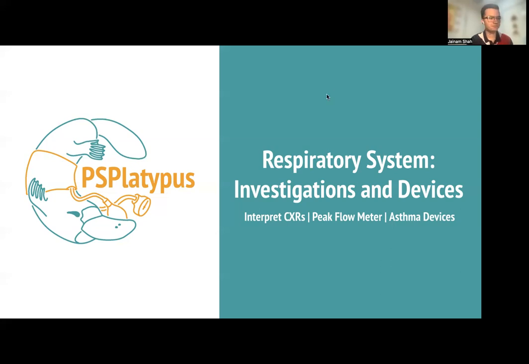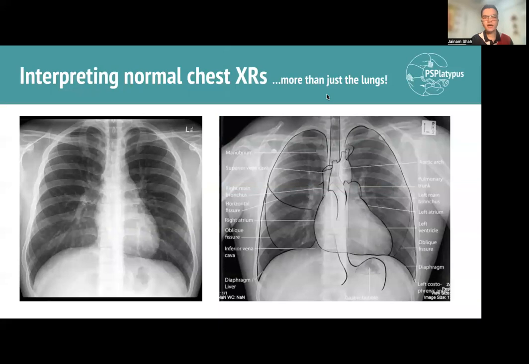So let's get started. Firstly, when we come to the chest X-ray, it's really important that we know what the normal chest X-ray looks like, because without having this as a baseline, it's very difficult to tell what is abnormal or what is a pathology. So on the left-hand side here, I've got an unannotated diagram of what a normal chest X-ray looks like.